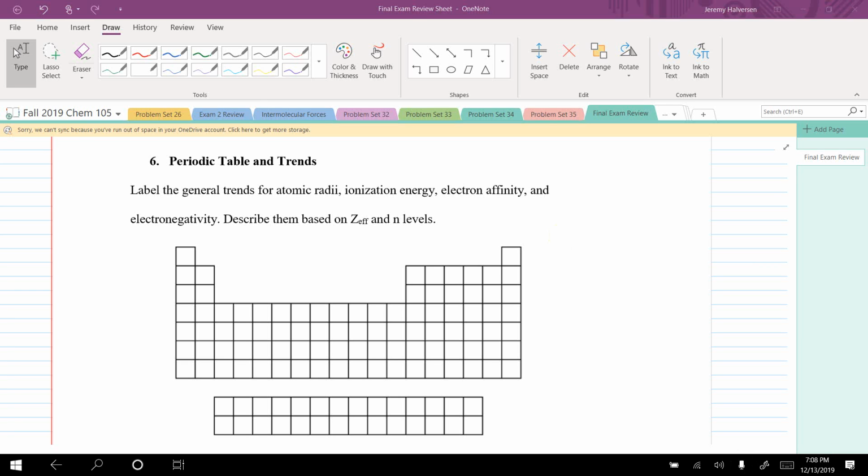there's two things that we can use to describe all of these trends. Okay? The two things are Z effective and n level. The reason it's Z effective and n level is because the force of attraction between my electrons on the outside and my nucleus on the inside is governed by what law? Coulomb's law, because everything in this class is governed by Coulomb's law.